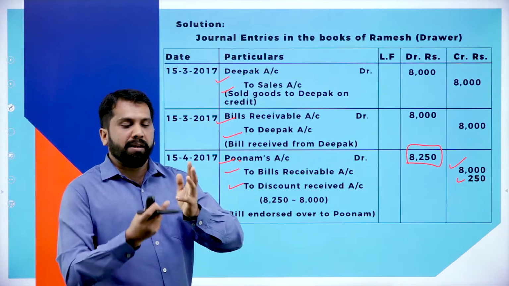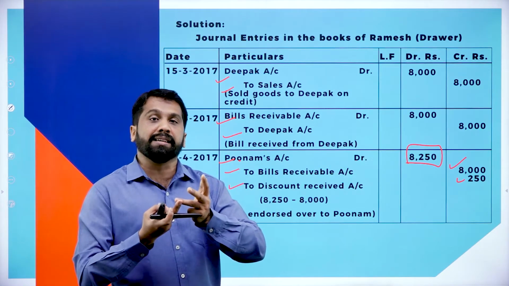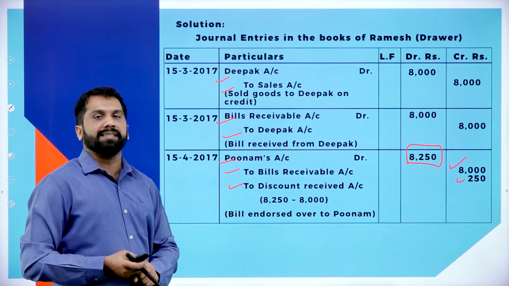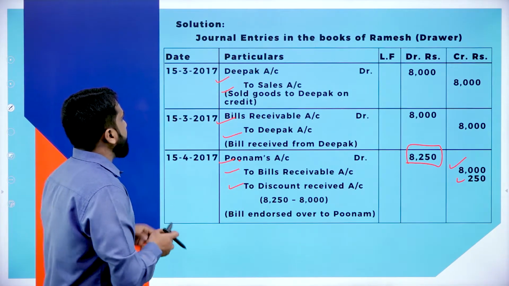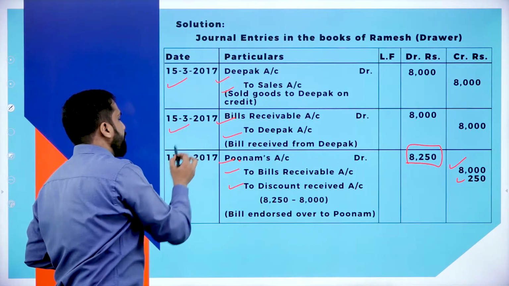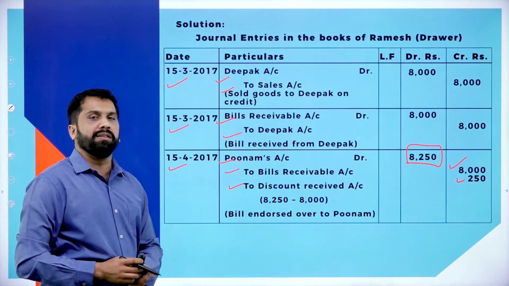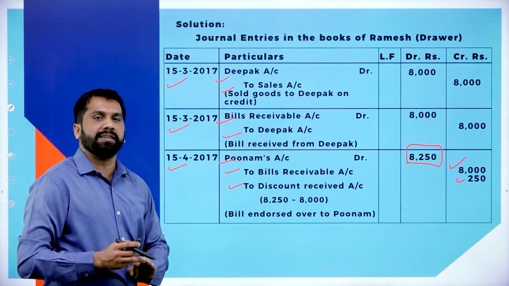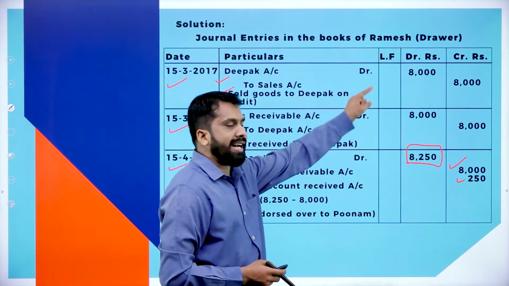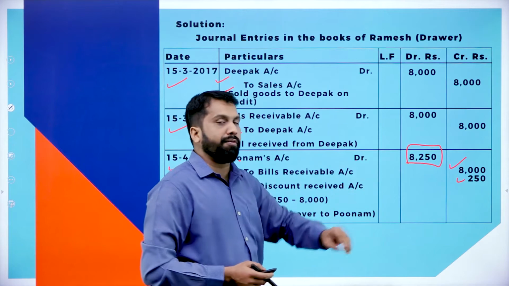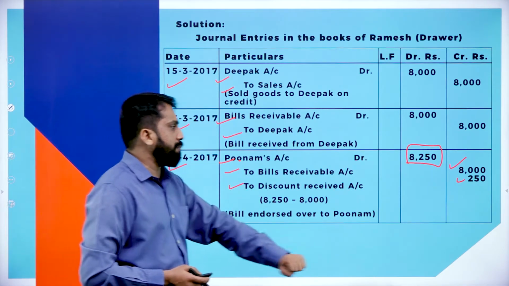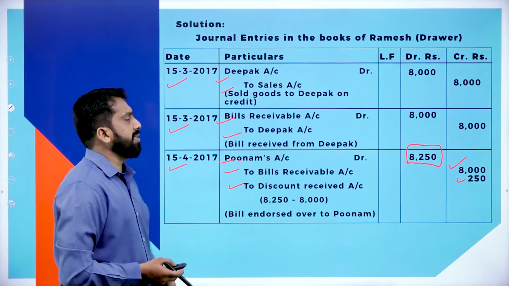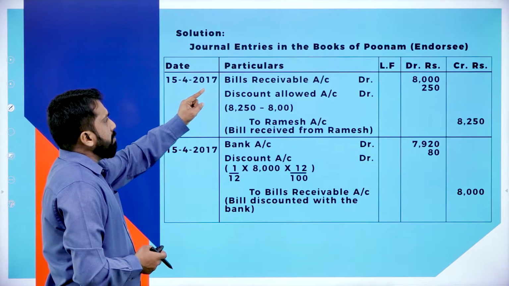In your question, the bill is discounted and there is one more person, NOC. Then your journal entry will be like this. The dates are 15th March and 15th April. Clear? So after 1 month itself, all these things happened. So 8,000 as per the question. 8,250 was supposed to be paid, but only 8,000 was paid, and 250 is called discount. Clear? Yes.